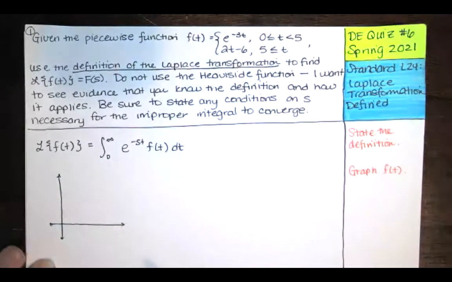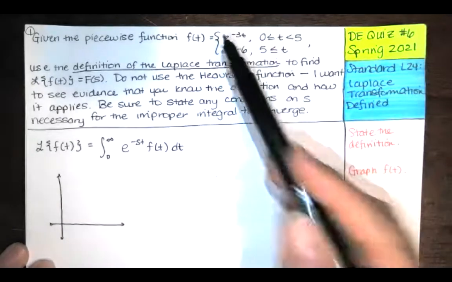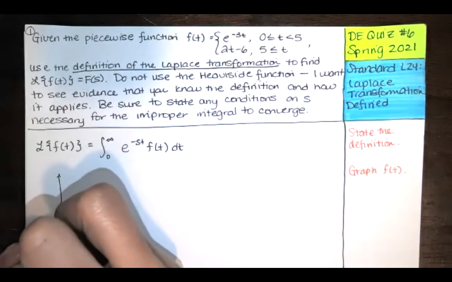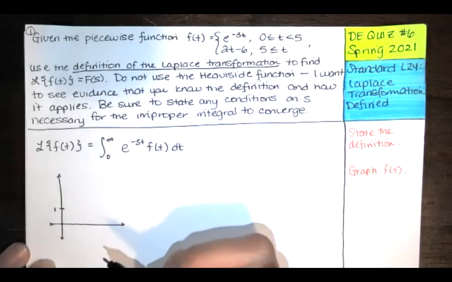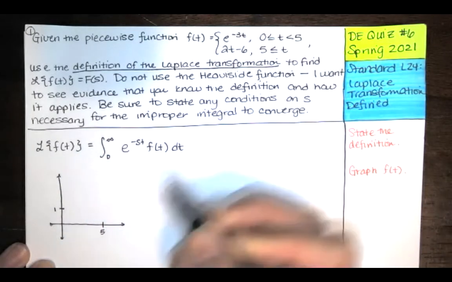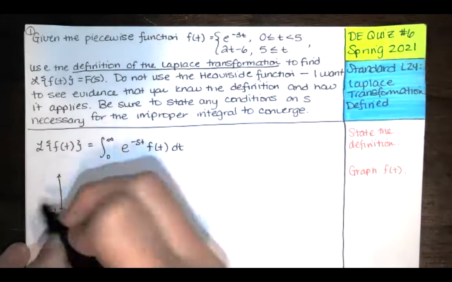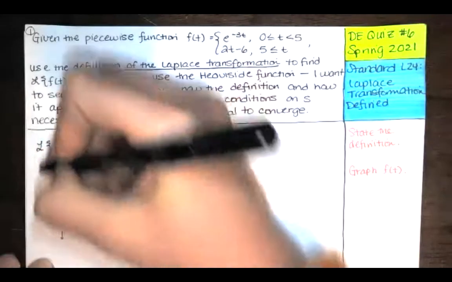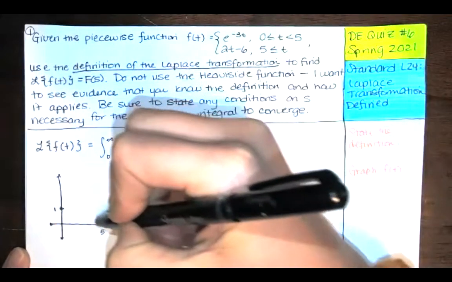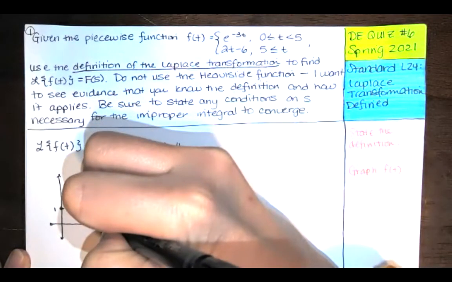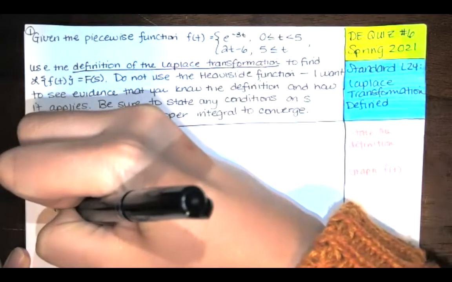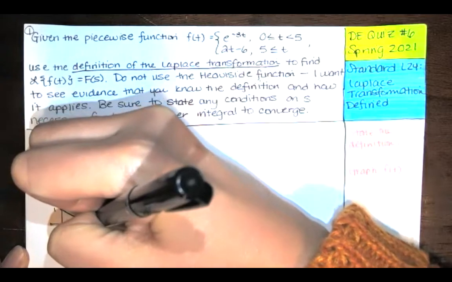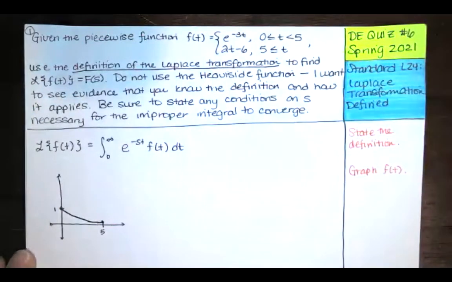F of t is e to the negative 3t on the interval from 0 to 5. So when t equals 0, we're going to have e to the 0 there, so that's 1. And when t equals 5, we'll have e to the negative 15th, which is very small. So it's an exponential function. It's decaying. It's going to go like this. This is not to scale, but it's just giving us a rough sketch of what's going on. So we're going to have something that looks roughly like that.